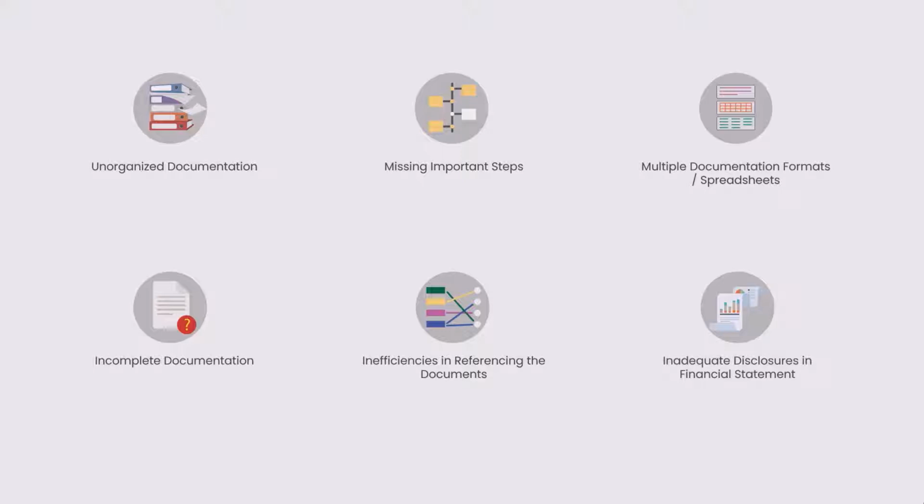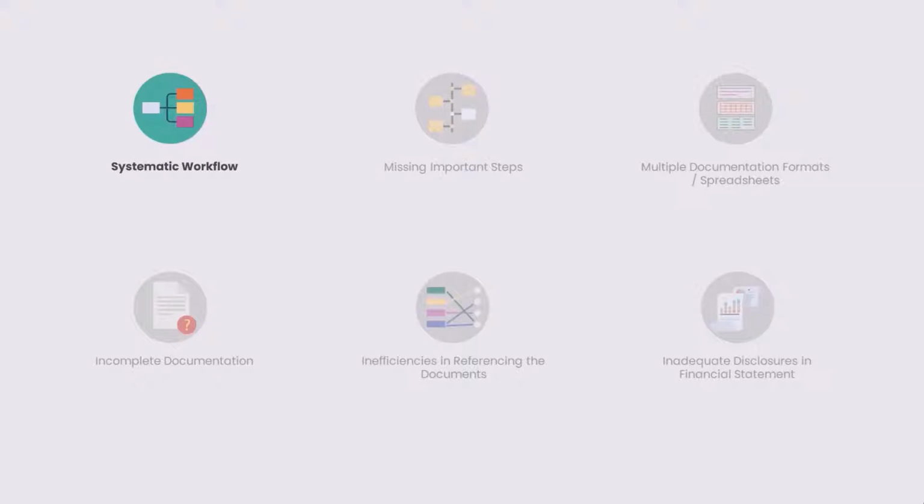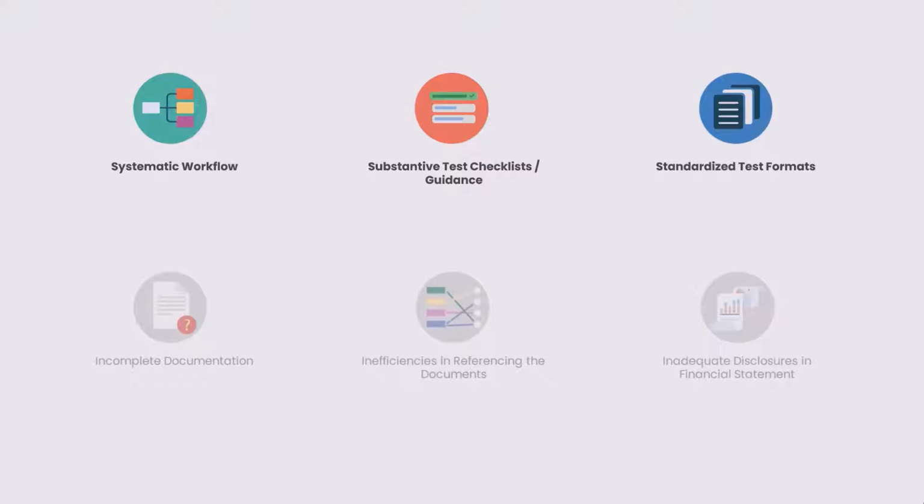In order to improve on these, the Smart Audit system provides a systematic workflow which helps to organize the fieldwork documentation, and a substantive test checklist or guidance for every test so that the staff don't miss performing any important step. It also provides standardized test formats, with more than 60 pre-built test formats, to ensure the team does not get lost in the Excels and follow different documentation formats.